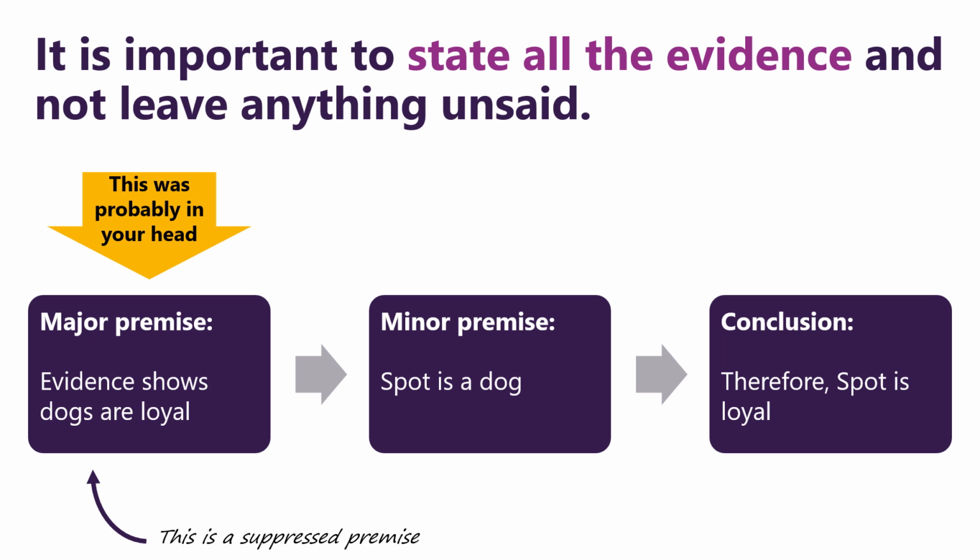This is what we call a suppressed premise. However, this is poor practice for academic writing. You need to provide all of the evidence on the paper for the reader to draw conclusions.